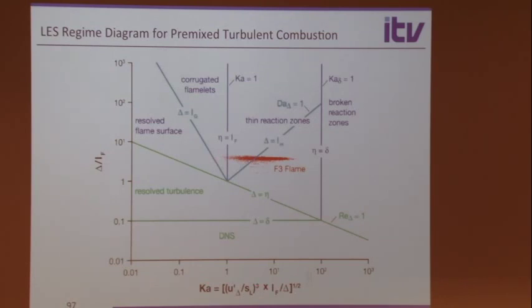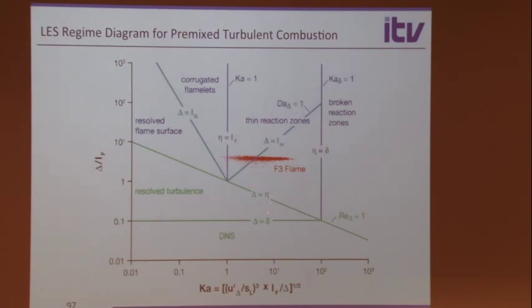And then you see here, for example, in the thin reaction zones regime, I can change the filter size, but I cannot move from thin reaction zones into the corrugated flamelet regime, or from thin reaction zones to the broken reaction zones regime by changing it. I cannot change the physics by changing the filter size. That makes a lot of sense. What is interesting, though, you can cross this line here. What is this line?